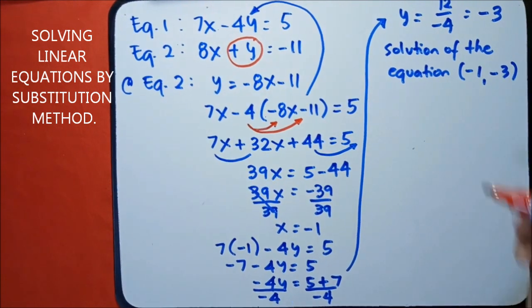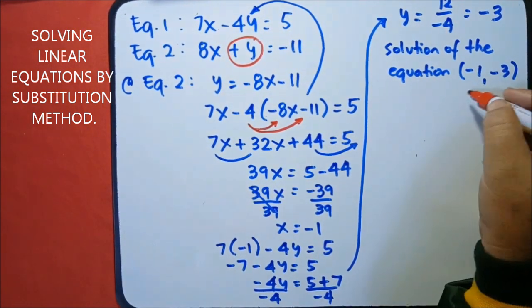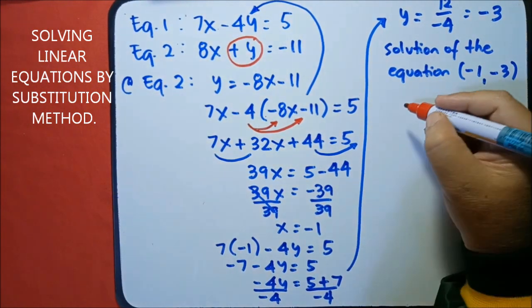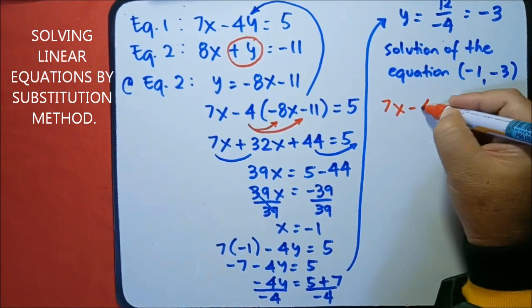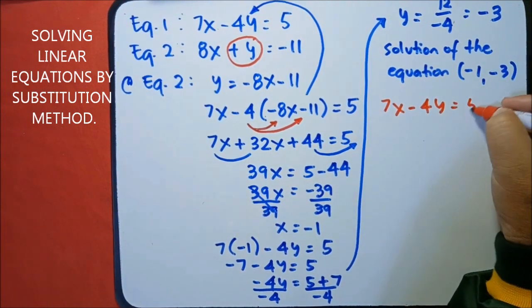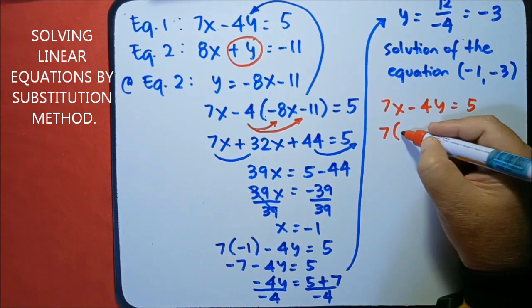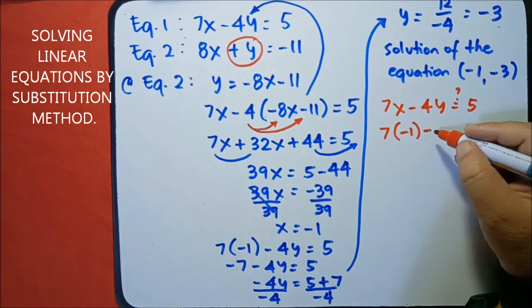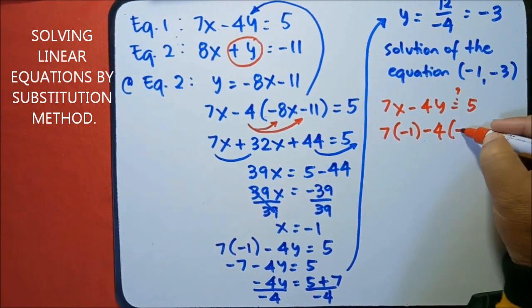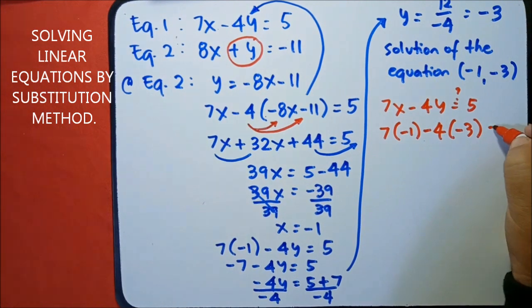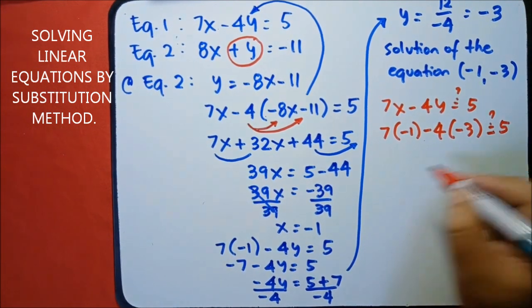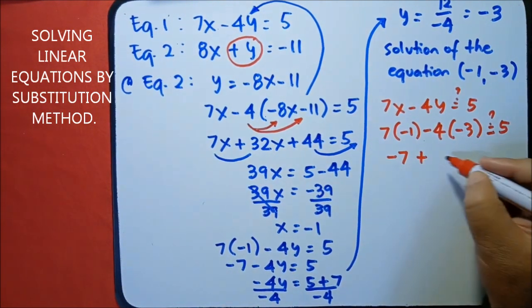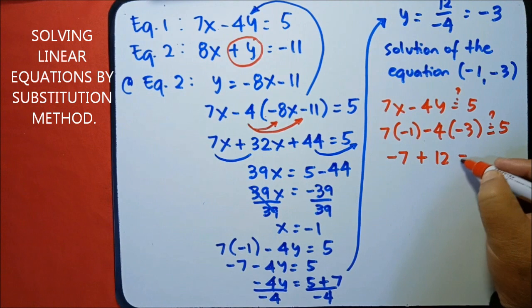Kung nag-intersect sila doon sa negative 1, negative 3, let us substitute the coordinates to one of the equation. So, 7x minus 4y is equals to 5. Your x is negative 1. Okay, question mark. Hindi natin alam kung tama. Negative 4, your y is negative 3. So, is this equal to 5? Tingnan natin. 7 times negative 1, negative 7. Negative times negative will become positive. 4 times 3 is 12. Is this equal to 5?